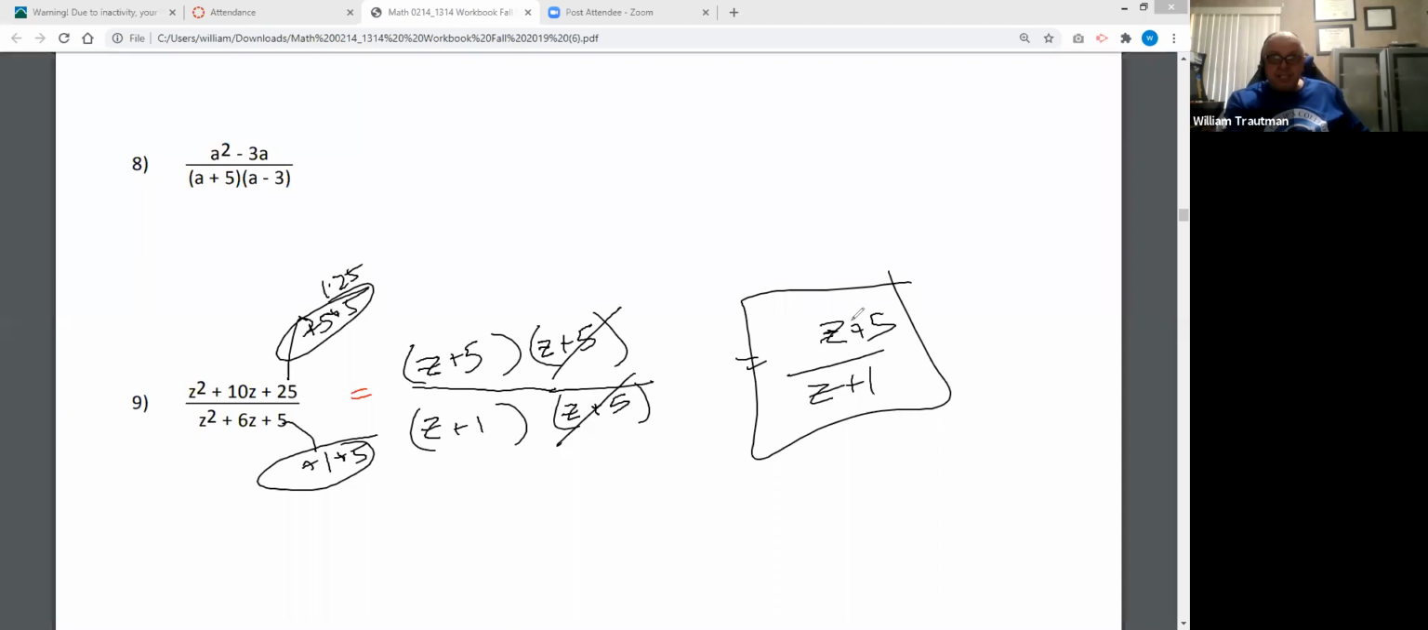No, the z's cannot cancel. It's all or nothing when it's a group in a parentheses like that. It's all or nothing.